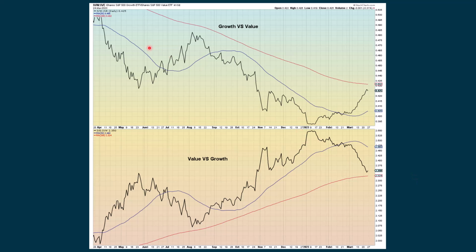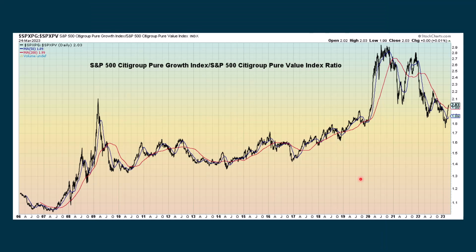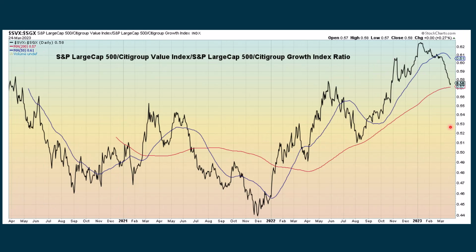Then we compare the two. The top chart is growth versus value, showing how growth has underperformed but is improving. The bottom chart is value versus growth, how value's been doing well but showing some weakness. Here's another index that we look at comparing growth and value. We see that growth is in an overall downtrend, even though it's been bouncing back up. This is an inverse of that same chart. Value has been in an uptrend, but is starting to come down.